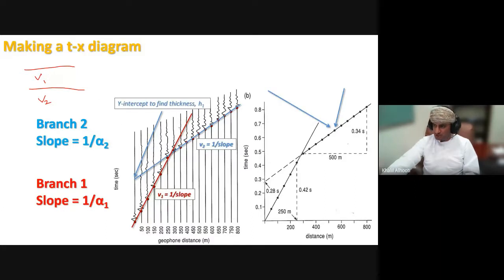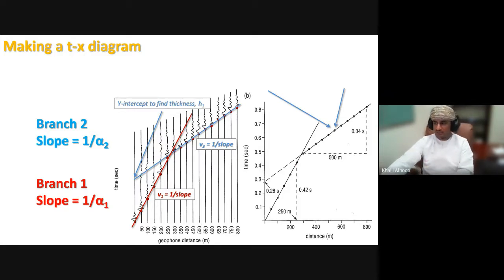So we use the slope of the direct and refraction to get the velocities of the respective layers. The velocity of the first layer can be obtained from the direct. The velocity of the second layer can be obtained from the first refraction. And if there is another refraction like that, it gives you the velocity of the third layer. It's 1/slope. You just get 2 points, calculate the difference in time and difference in distance, and find out the velocities.